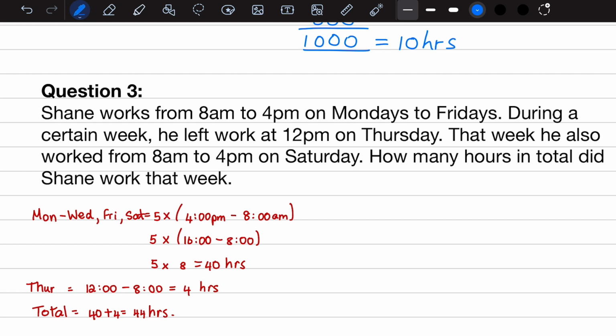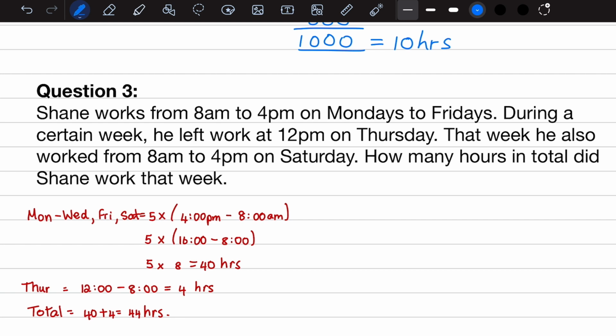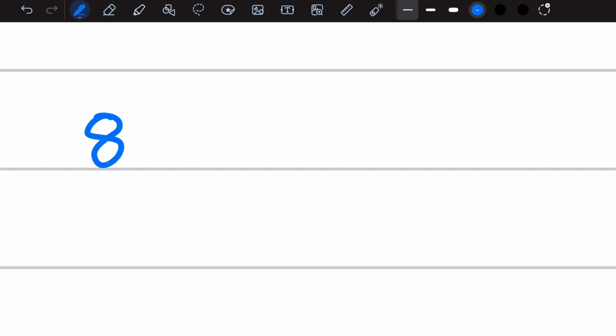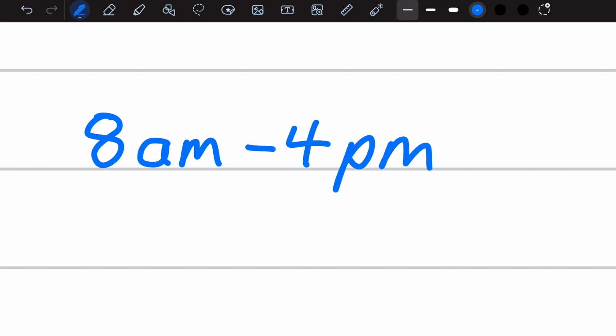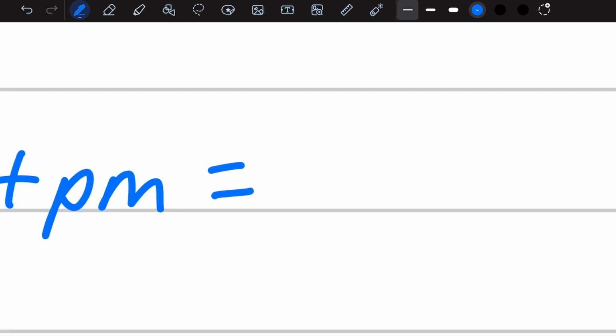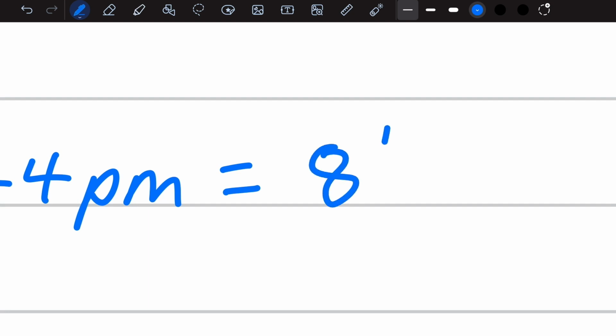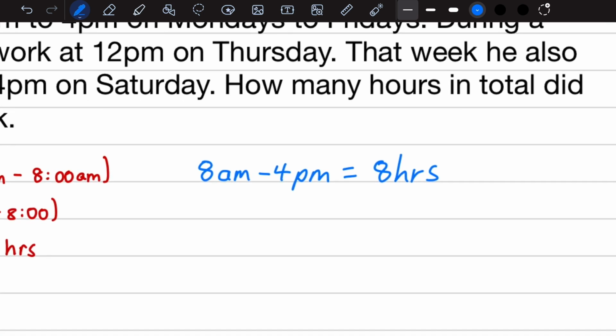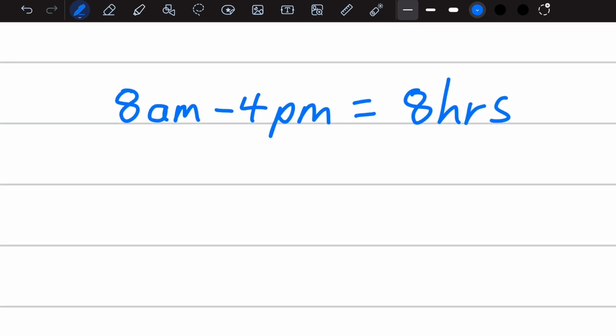So what I would have done is we can do 8 a.m. So 4 p.m. we know that is equal to 8 hours. And that one day he finished earlier, which is 4 hours earlier, because 8 a.m. to 12 p.m. is 4 hours instead of the full 8 hours. So I will work out the full weekdays.